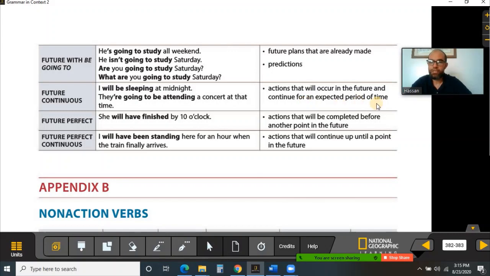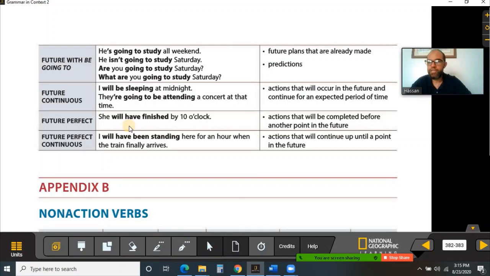The future continuous is used to talk about an action that will be in the future and will be long, a progressive action in the future. Tomorrow morning at 10 o'clock, I will be doing my homework. It's a long action.